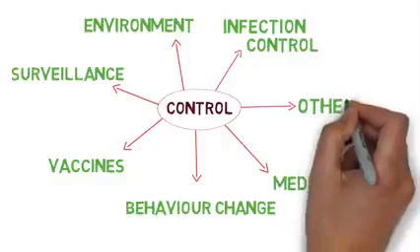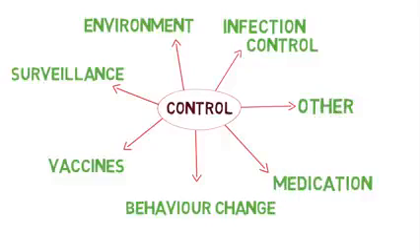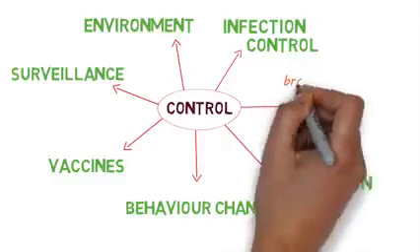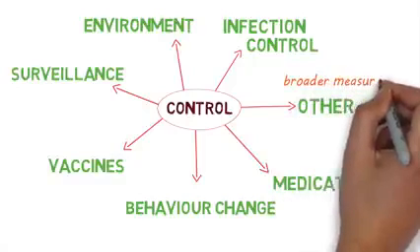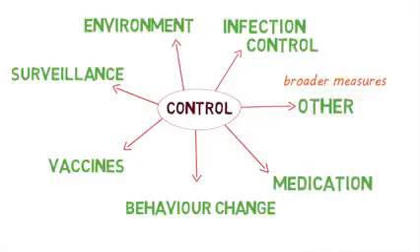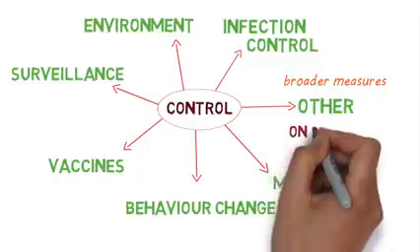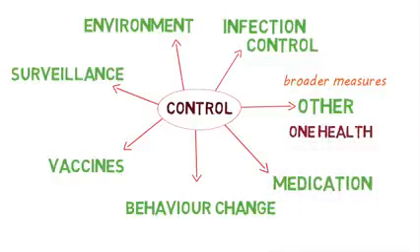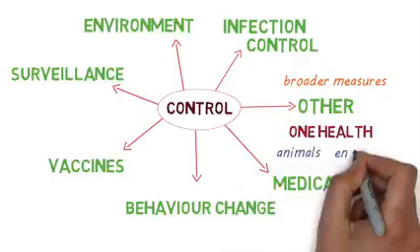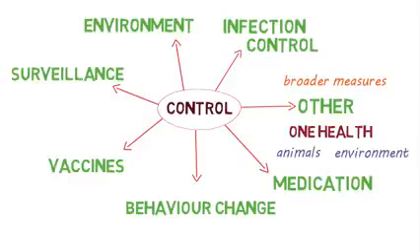There are various other factors that contribute to the control of infectious diseases. These include broader measures like improving the social determinants of health, such as education and employment, having strong healthcare systems, and having an effective health workforce. Finally, the One Health concept recognizes that human health is closely connected to the health of animals and the environment. Therefore, successful control of infectious diseases requires the cooperation and collaboration of many specialties, including veterinary and environmental sciences.